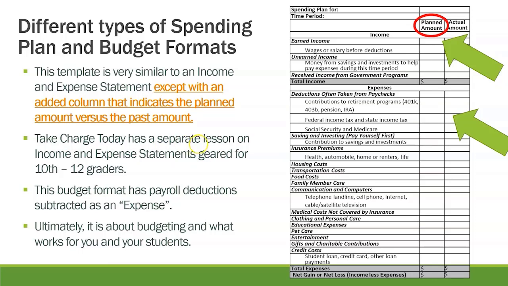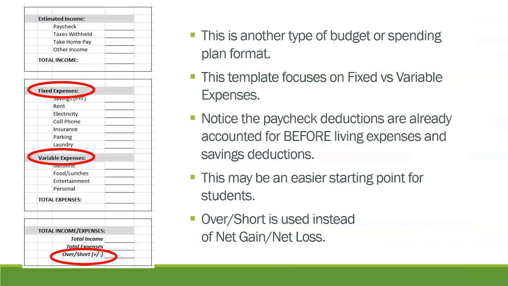But this budget format has payroll deductions down here as part of their expenses. So make sure if you use a budget like this that you've covered paycheck deductions already in class. For some students, this may be a really simple budget to follow, and for others, it may be a little complex. Be sure to use what works for you. If this seems a little overwhelming to your students, you can start with a simpler budget like this one.